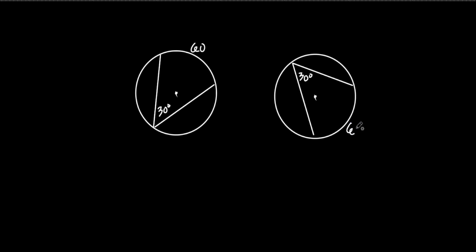So they've got to be equal to each other. And it goes both ways. If I told you that the arcs were 60, I could tell you that both of those angles were equal. That was no big deal.